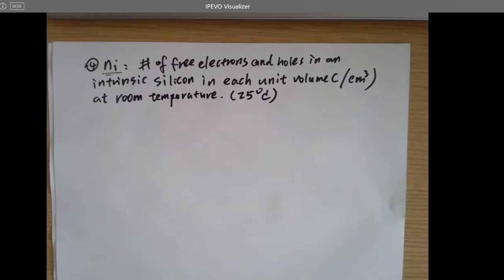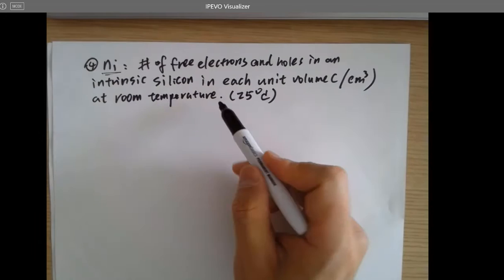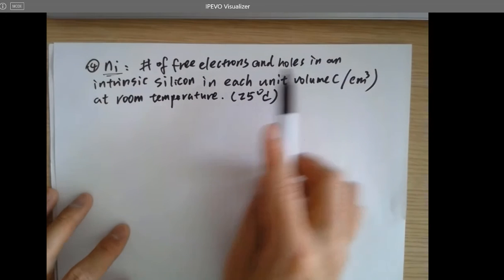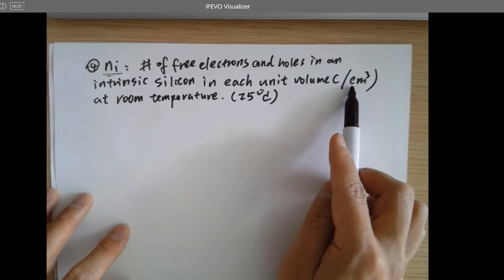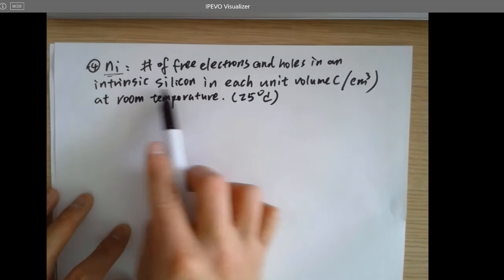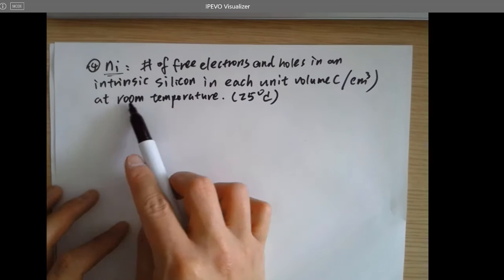See if I'm missing anything. The number of free electrons and holes in an intrinsic silicon in each unit volume. I should say this first, right? So the number of free electrons and holes in each unit volume in an intrinsic silicon at room temperature.